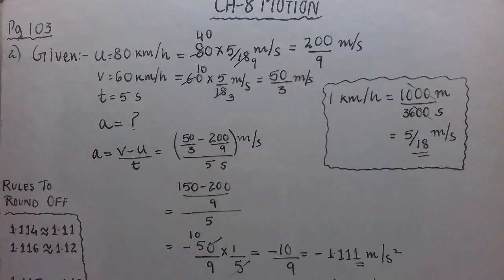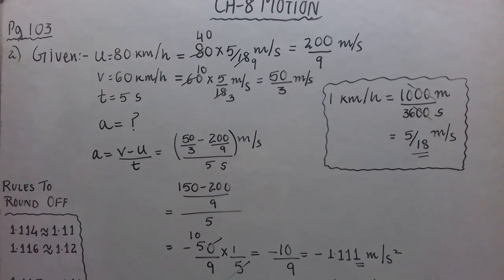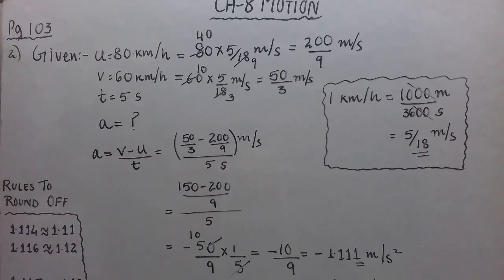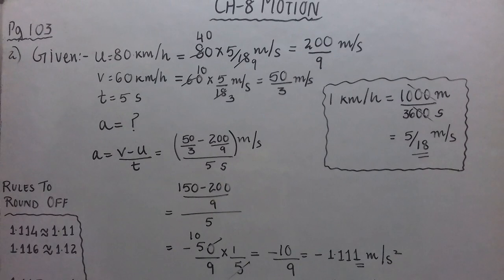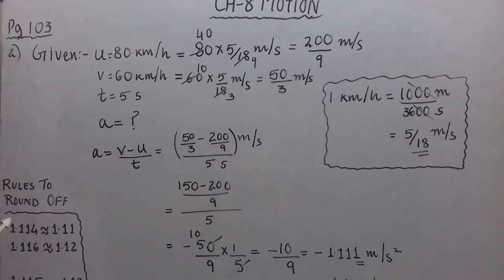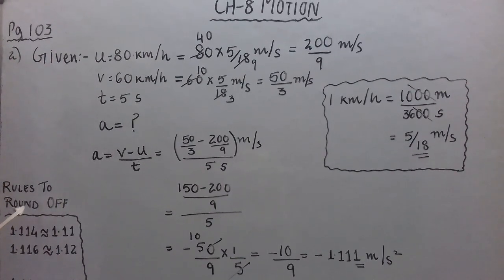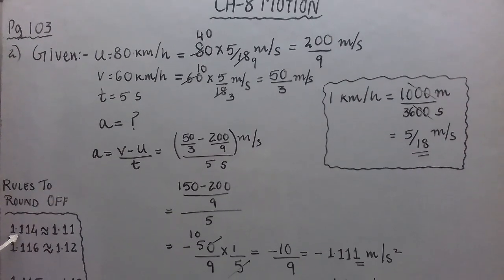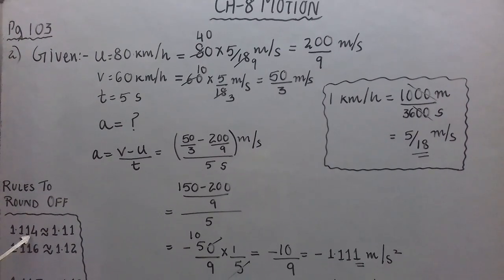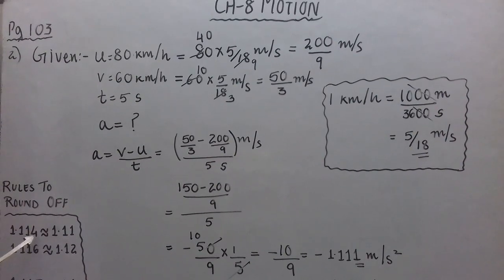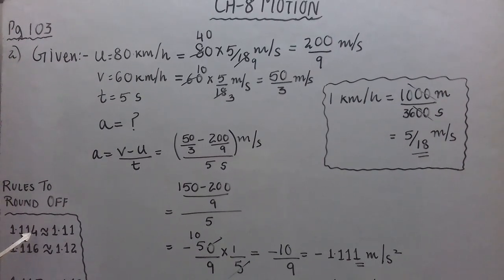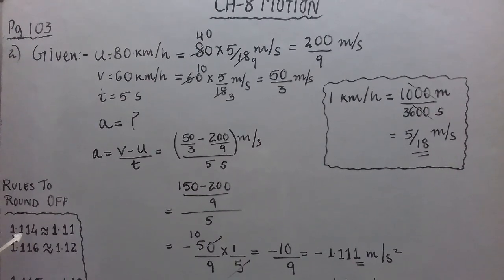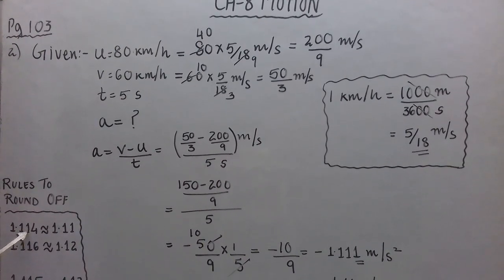Next thing, whenever you do any numerical, try to get the answer in 3 decimal places, and your final answer should be rounded off to 2 decimal places. For example, see here, I have written in short the important rules to round it off. Suppose my last answer is 1.114, I want to round it off to 2 decimal places. Then I'll see my last number. This is 4. This is less than 5. If it is less than 5, then I'll keep the last digit the same.